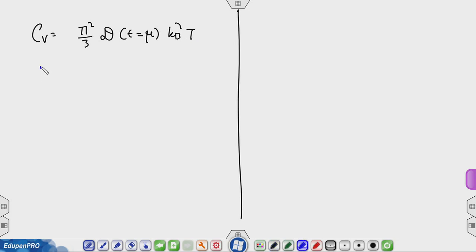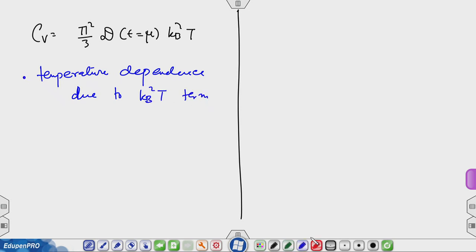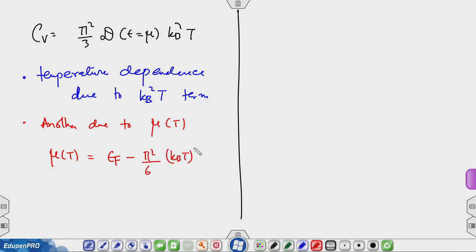So, there is one temperature dependence due to the kB² T term, and there could be another due to mu, which is a function of T. However, recall that mu as a function of T, I have already told you, is epsilon F minus pi squared over 6 (kB T)² over epsilon F. So, I can write D at epsilon equals mu equals D at the Fermi level minus D prime times this number, which is of the order of T squared. For low temperatures, I can ignore this.